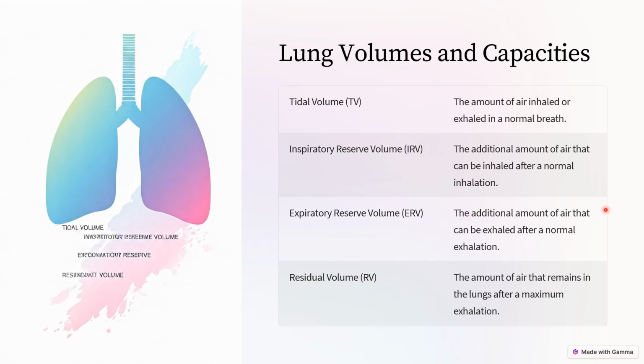Now, the additional amount of air that can be exhaled after a normal exhalation is called expiratory reserve volume. The amount of air that remains in the lungs after a maximum exhalation is called residual volume, the amount which is staying back. For example, if you have inhaled 1000 ml and you are only expiring 800 ml, the 200 ml which is still inside is called the residual volume.